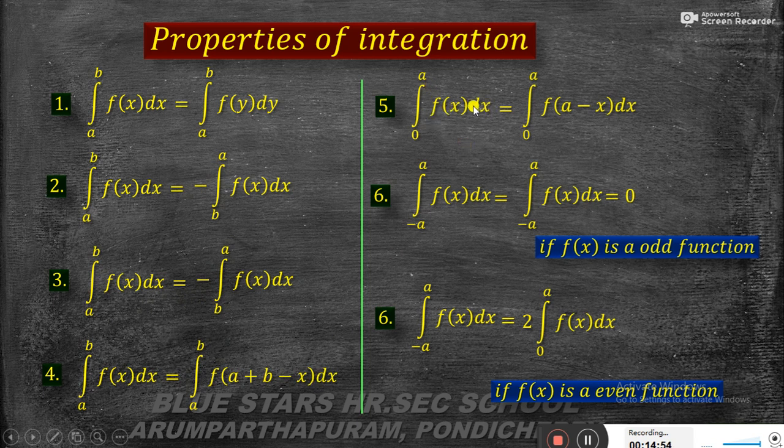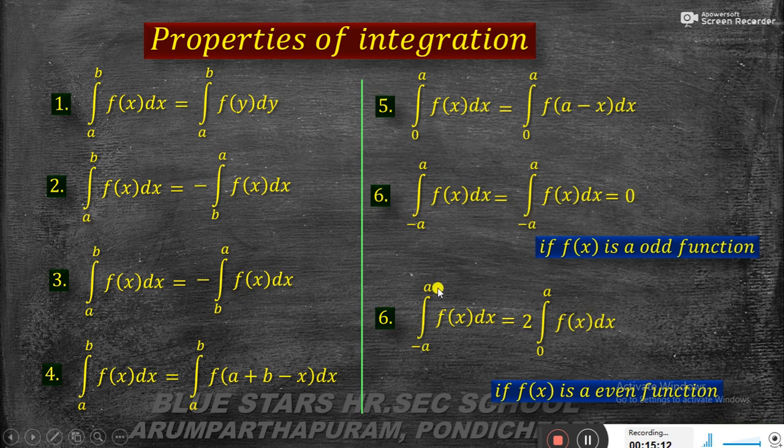Next, integral 0 to a f of x dx equals integral 0 to a f of (a minus x) dx. Next, integral minus a to plus a f of x dx equals 0, because f of x is an odd function, so the integral from minus a to plus a is 0.